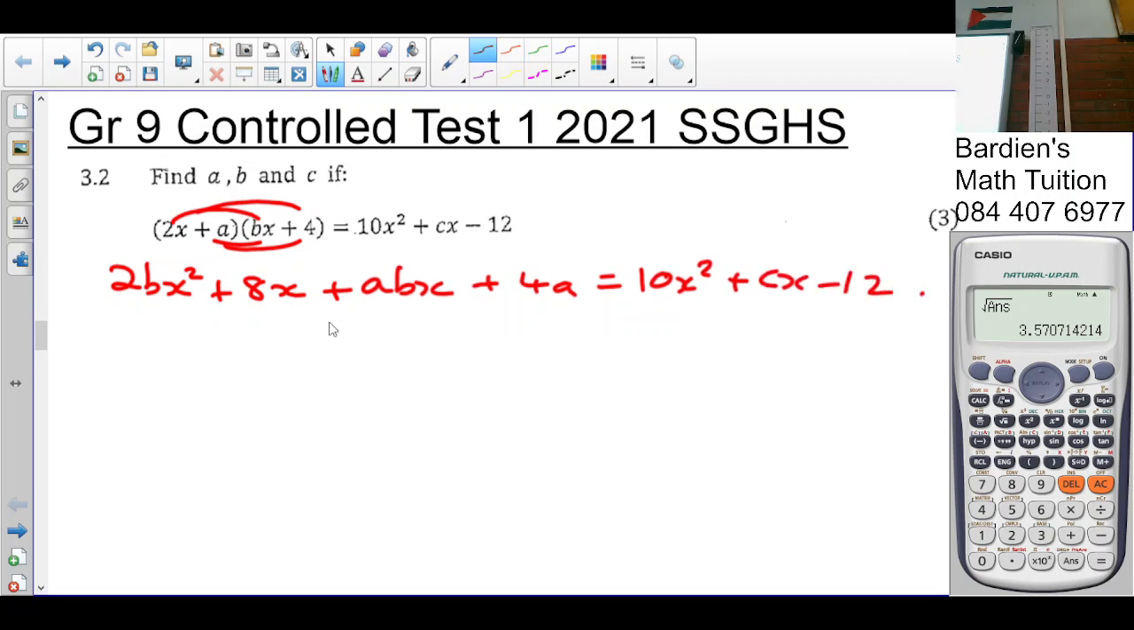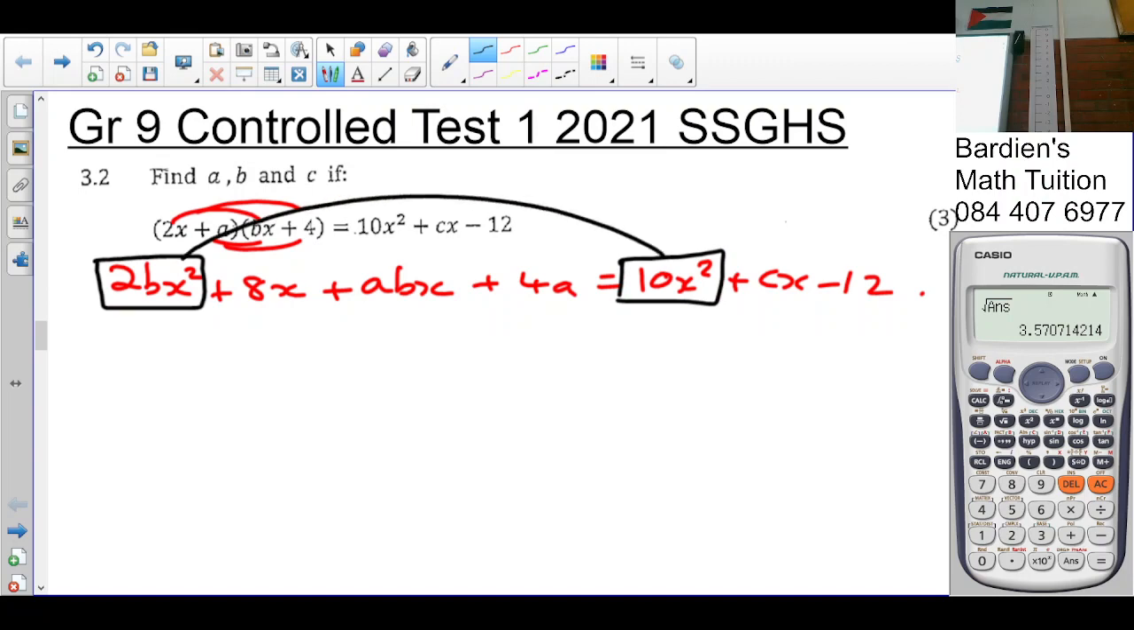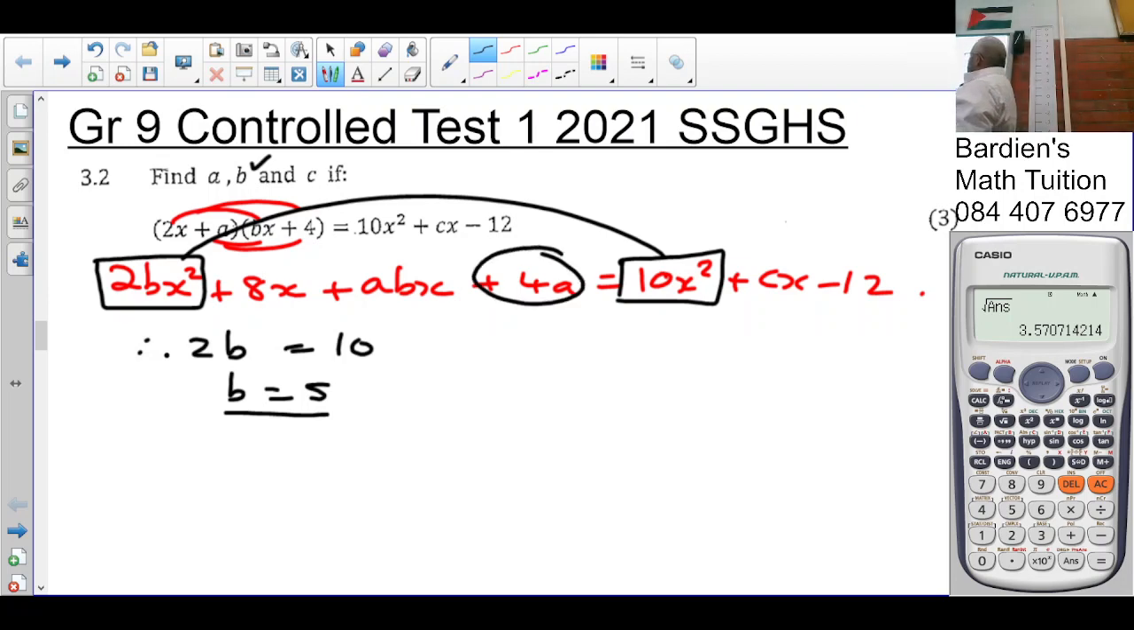So you see here the coefficient, the number in front of x squared, is 2b and the number in front of x squared is 10. So what can I say? Therefore 2b is equal to 10. So b is equal to 5. So there you got b solved. Easy. Right. People, 4a is equal to what? It's a constant. Negative 12.